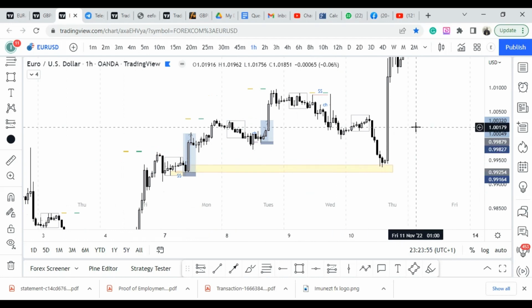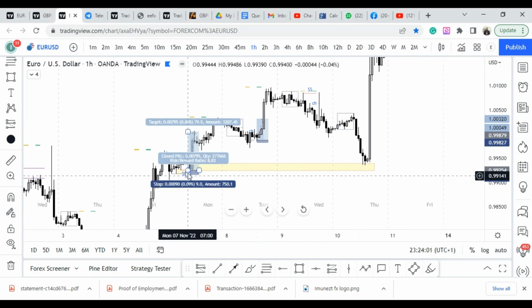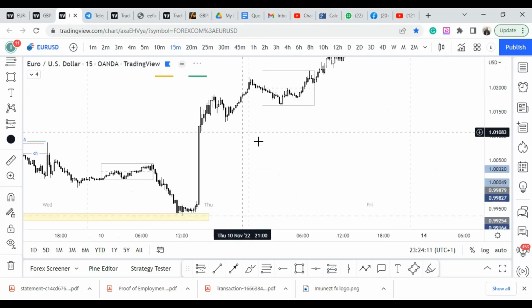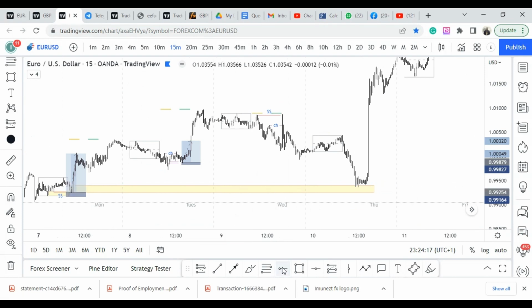I actually marked this block, but I didn't capitalize on it. This block was marked. It's very clear. In fact, we have liquidity swept, and I actually marked that block. So that was Thursday's price action.